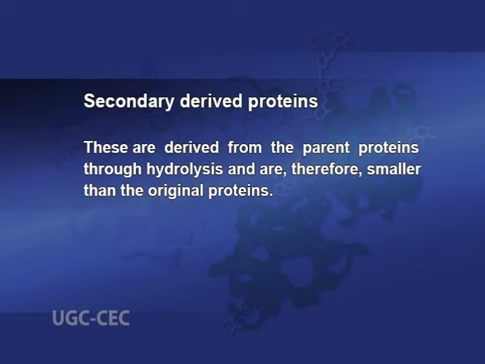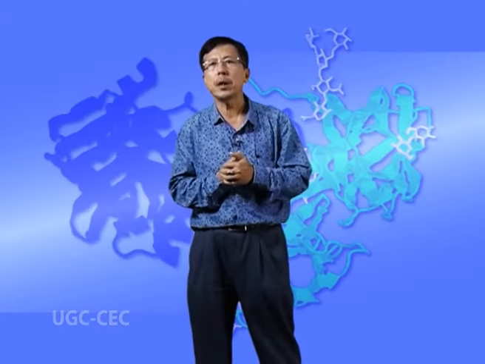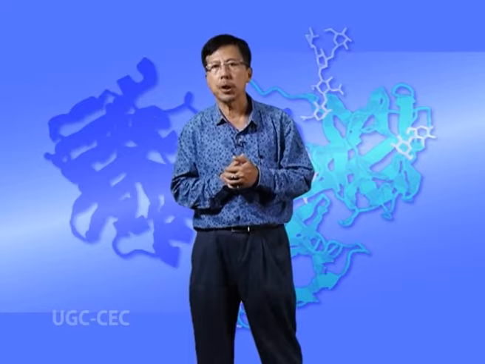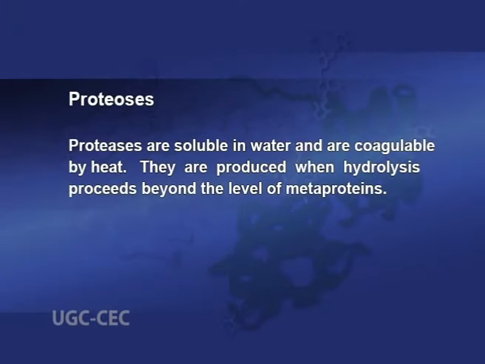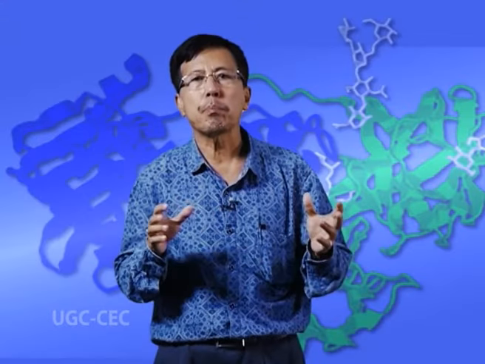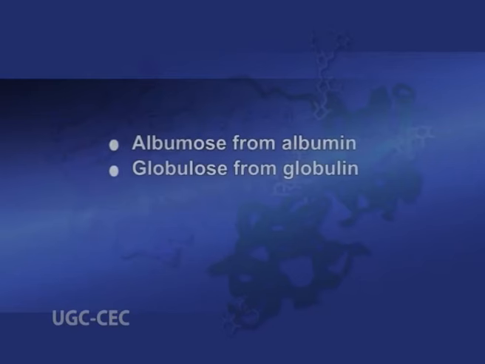Now, let us look at secondary derived proteins. These are derived from the parent proteins through hydrolysis and are therefore smaller than the original proteins. They could again be of various subtypes, such as proteases. Proteases are soluble in water and are coagulable by heat. They are produced when hydrolysis proceeds beyond the level of metaproteins. Examples of proteases include albumose, derived from albumin, and globulose, derived from globulin.